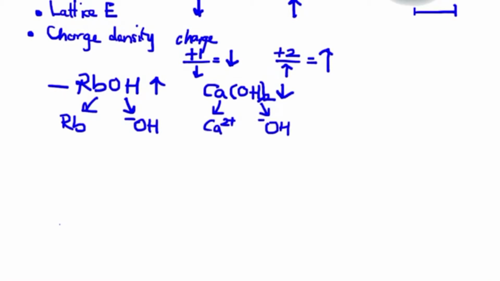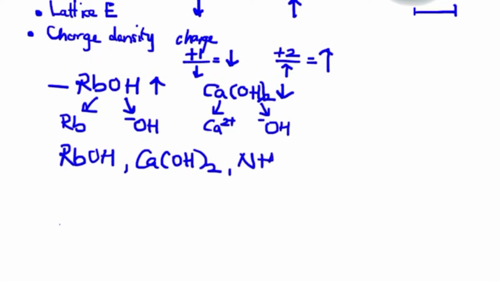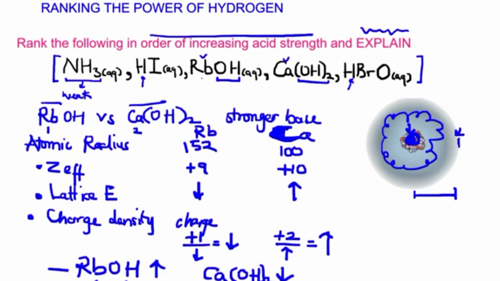Now that's out of the way, we'll actually be able to categorize first rubidium hydroxide to be the strongest base, then followed by calcium hydroxide, and we know that ammonia in this case is a weak base, so it's somewhere in the middle. Now the final one is to be able to investigate these two, which is as follows.